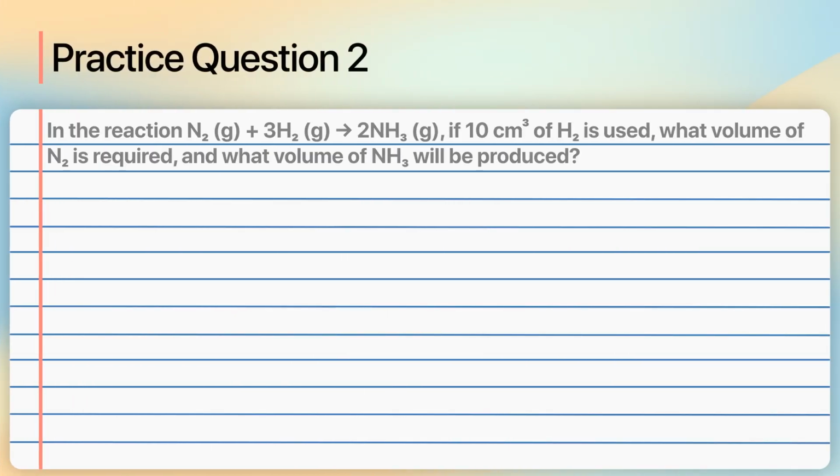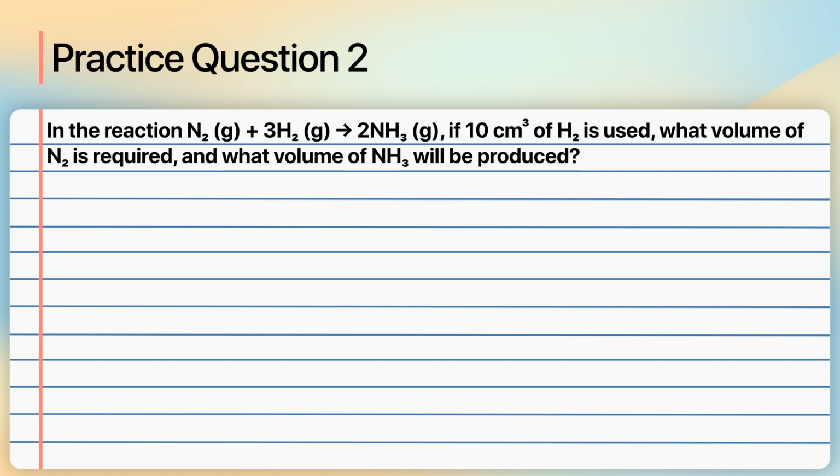Now let's try example 2. In the reaction N2 plus 3H2 produces 2NH3, if 10 centimeters cubed of H2 is used, what volume of N2 is required, and what volume of NH3 will be produced?